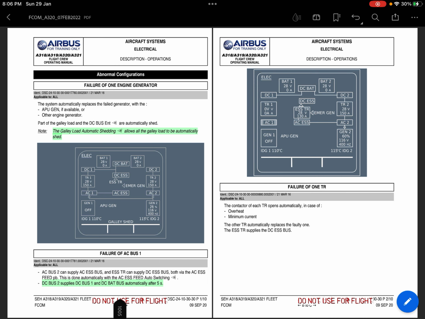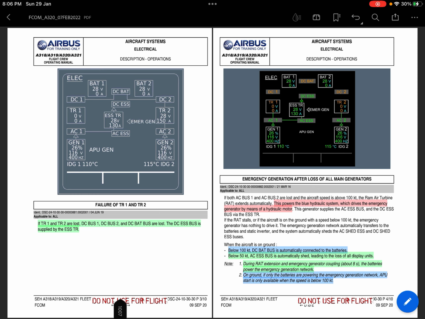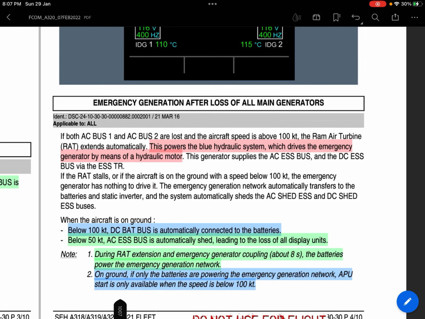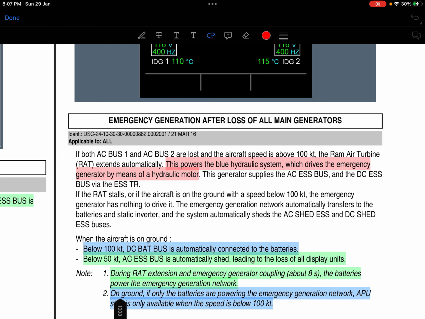Abnormal configurations. So here it is, right? It is clear here. Read the very first line. If both AC bus 1 and AC bus 2 are lost and the aircraft speed is above 100 knots, the RAT extends automatically. If the RAT stalls, the aircraft is on the ground and the speed is below 100 knots, the emergency generator has nothing to drive it.